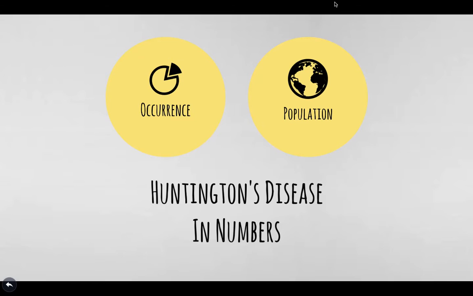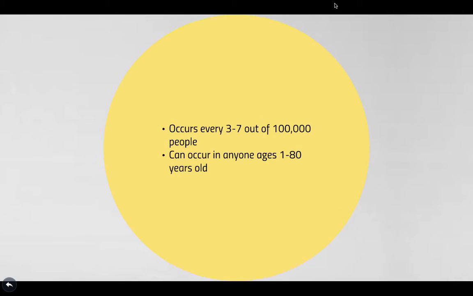So some quick facts about Huntington's disease. In numbers, it occurs in every 3 to 7 people out of 100,000 people, and it can occur to anyone ages 1 through 80 years old. So you can develop symptoms as a child and have juvenile Huntington's disease. It's less common, and then those symptoms can get worse as time goes on. Typically, people will start developing symptoms around their 40s or 50s.